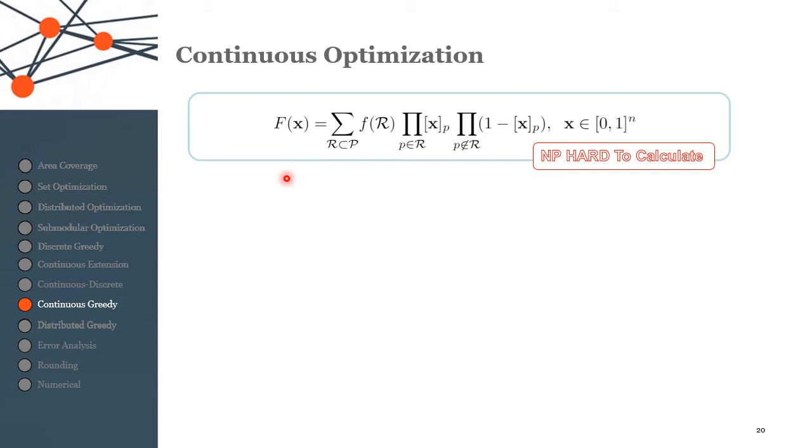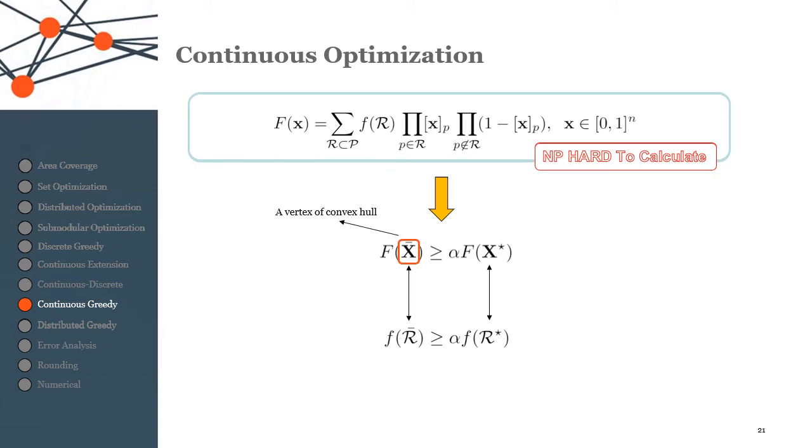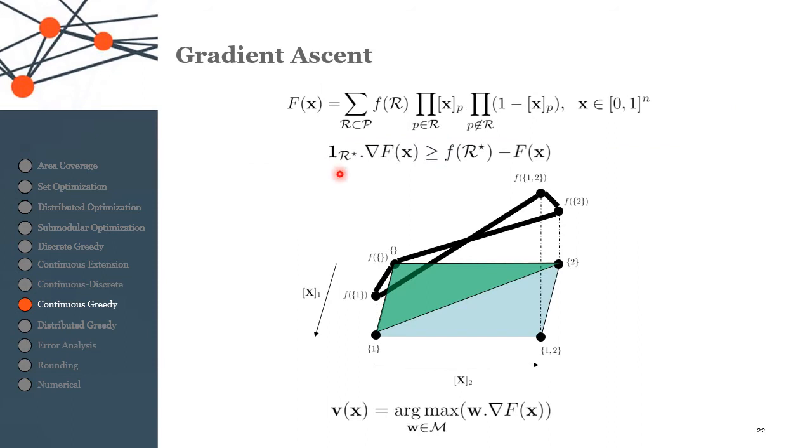However, the problem is that finding the multilinear extension function itself is NP-hard. So what we can do is find a vertex of the convex hull, X bar, that we can make sure has an optimality gap of alpha, and from that vertex, because it has entries of zeros and ones, we can end up with the set R bar with optimality gap of alpha. There is one property of multilinear extension that can help us in finding that X bar, and it's this. If we have 1 of R star, meaning a vector of ones and zeros, with one for a strategy that belongs to R star, times the gradient of f of x at a given x in the convex hull, it is going to be more than the optimal value minus the multilinear extension at that x.